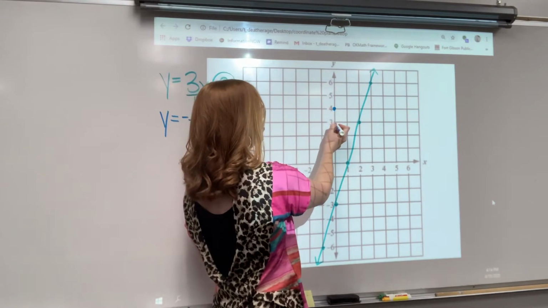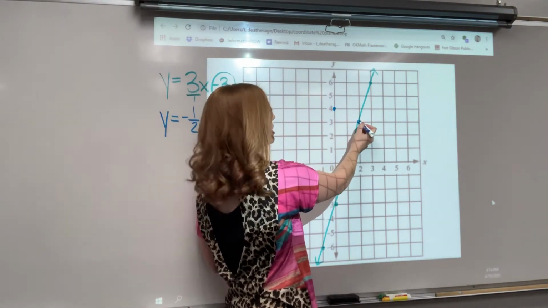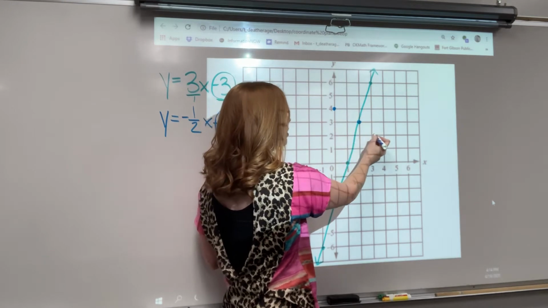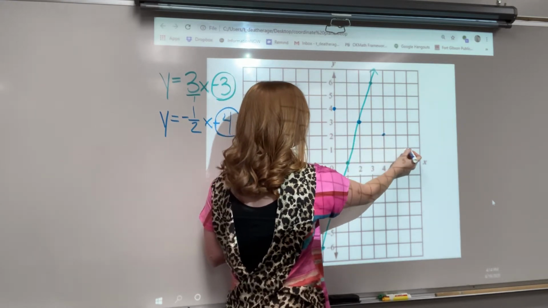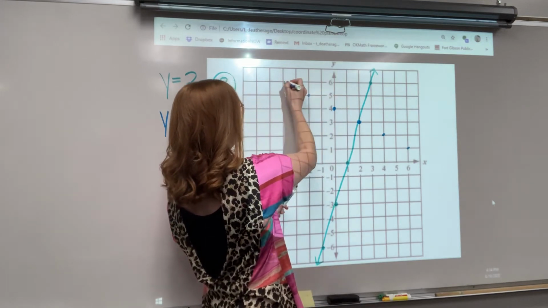So I'm going to go down 1, right 2. There's my point. I'm going to keep going just for the sake of graphing my line. Down 1, right 2, down 1, right 2. I could go the other direction, up 1, left 2, up 1, left 2.